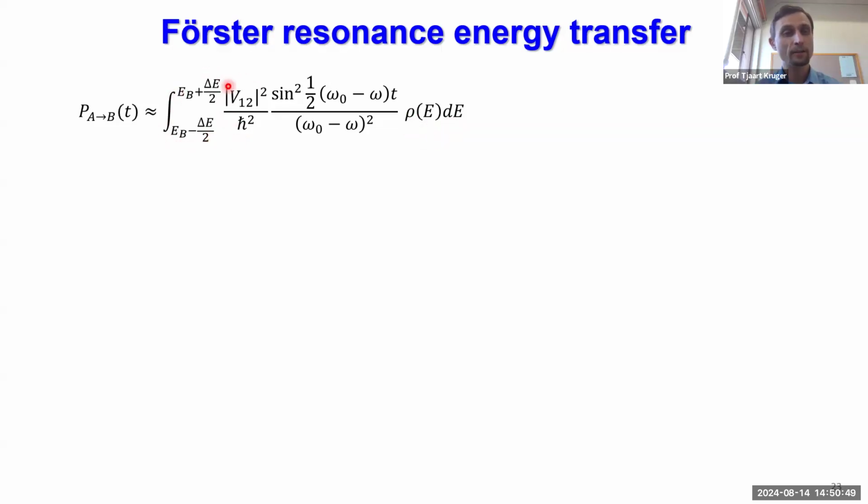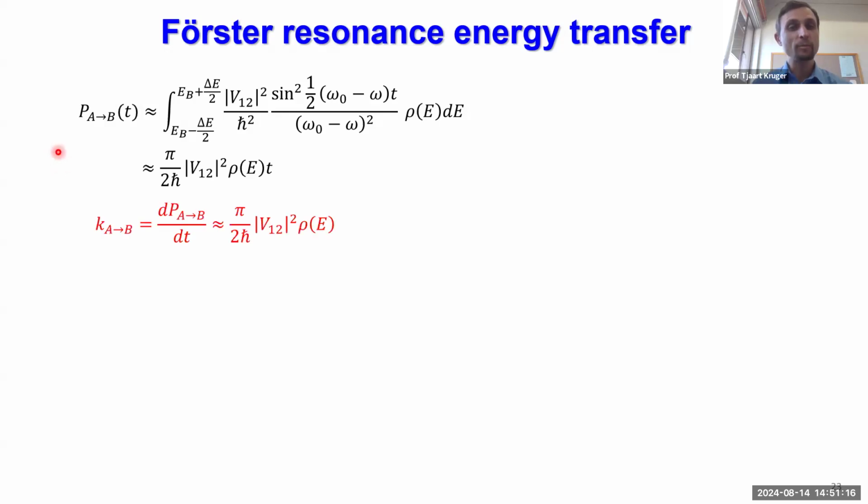And we have to consider a band of energies. So we consider a band of energies around EB, the energy level of molecule B, plus or minus delta E over 2. So EB minus delta E over 2 to EB plus delta E over 2, just to consider the whole band of molecule B. If we integrate over this whole band of energies, we get to this expression, a much simpler expression than we started off with.